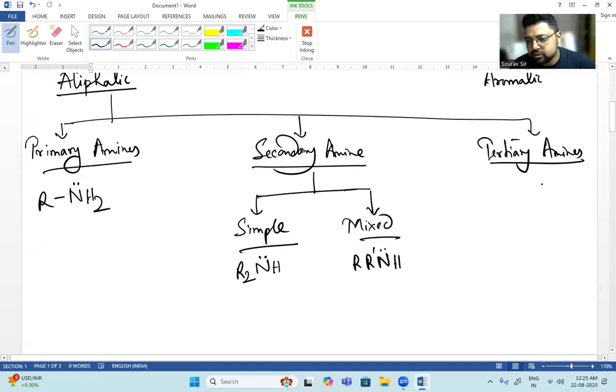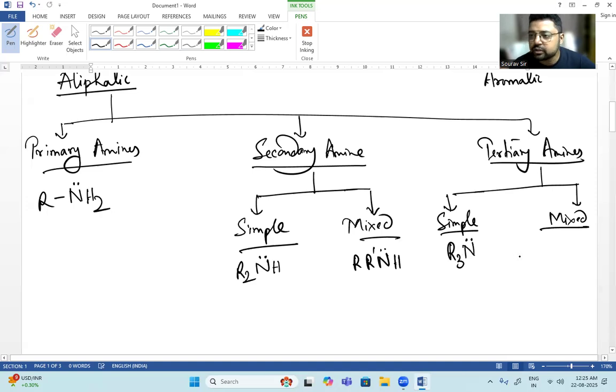In tertiary amines also we can have 2 forms, simple and mixed. In simple, you have all the 3 alkyl groups on nitrogen the same. And in the mixed one, you will have different alkyl groups, R dash, R double dash, N. In the mixed, you will have all the 3 different alkyl groups.